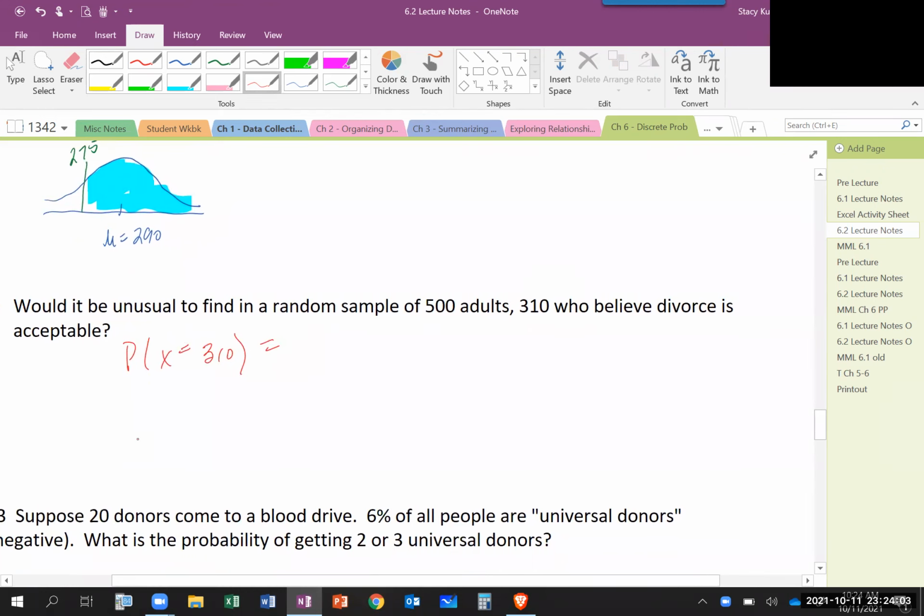And if I'm looking at that graph, I know that the mean is at 290. 310 is to the right of 290, and there's no shading. I just want to know the probability I get 310. That's it.